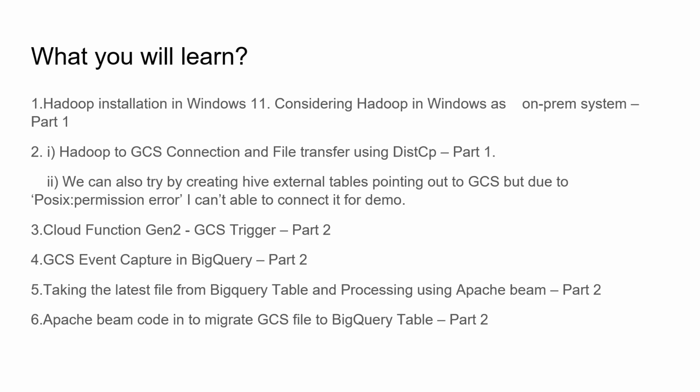Explore the process of creating a Hive external table pointing to GCS. Although, due to a POSIX permission error, this demo may be limited. Cloud function generation to GCS trigger will be in part 2. GCS event capture in BigQuery will be in part 2. Processing latest files from BigQuery using Apache Beam in part 2. Apache Beam to migrate GCS files in BigQuery is part 2.